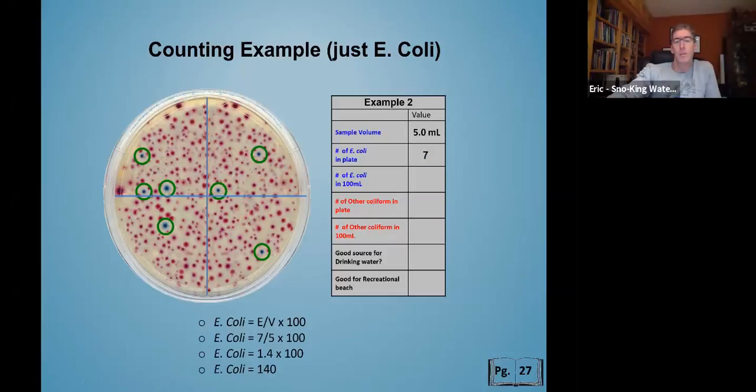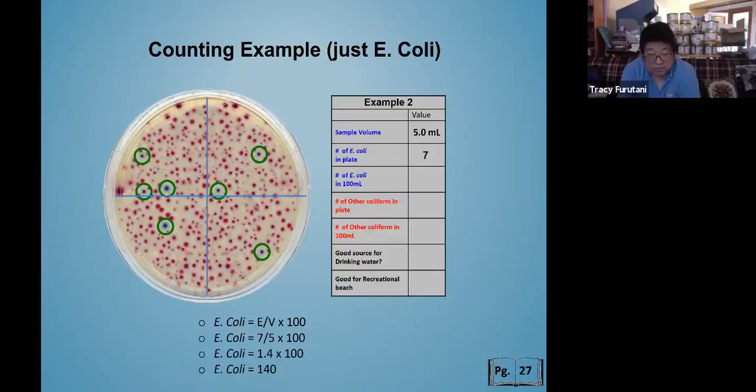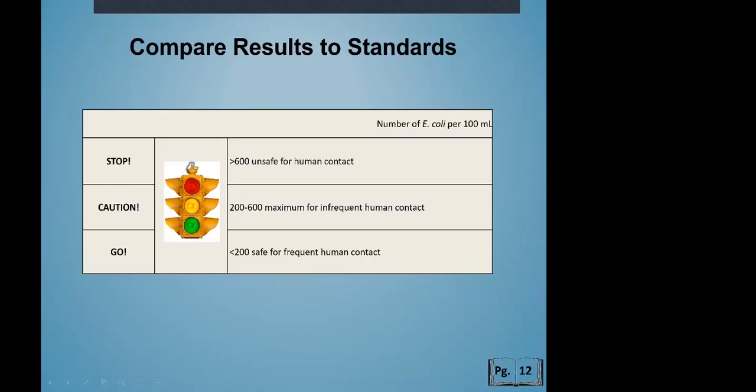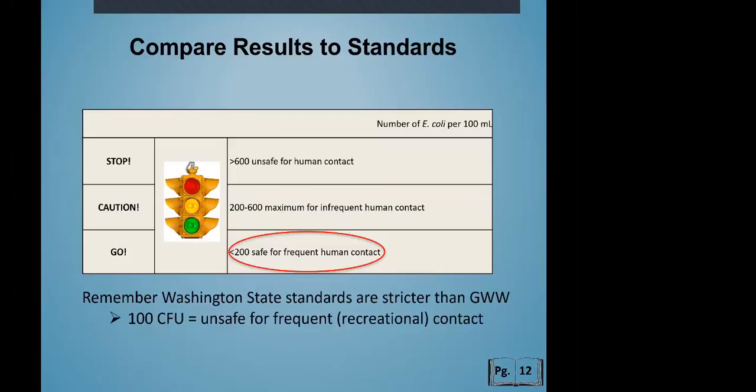So how does that compare to our standards? Do you guys remember? Still wouldn't drink it. Yeah. By Washington state standards, you really wouldn't want to be in it, but it's less risky. It's not super risky. Yeah, so I'd probably canoe or kayak in 140, but I wouldn't swim in it and definitely would not drink it.